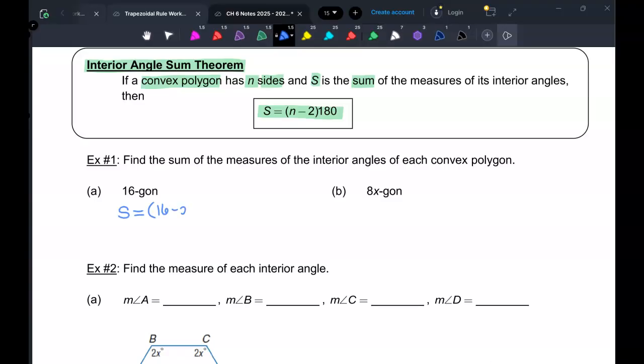We're going to do 16 minus 2 times 180. So 14 times 180. 2,520.